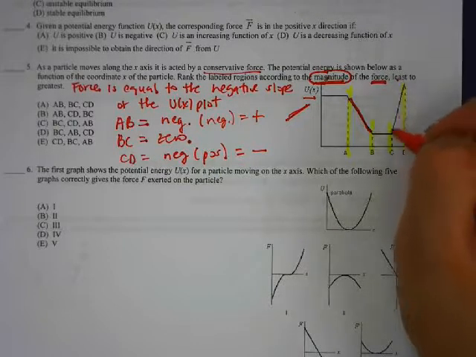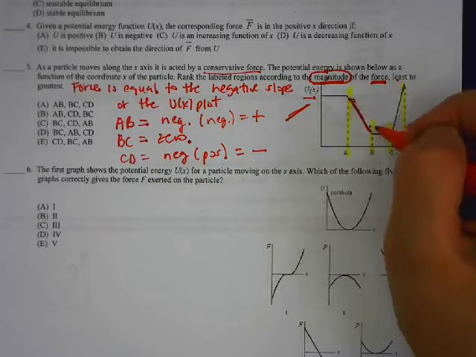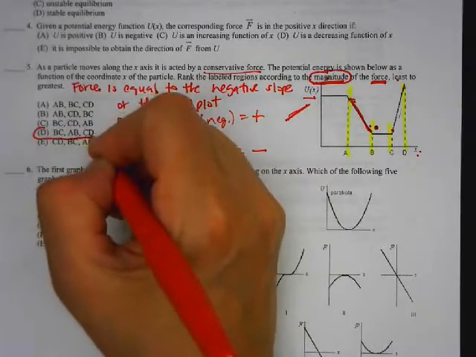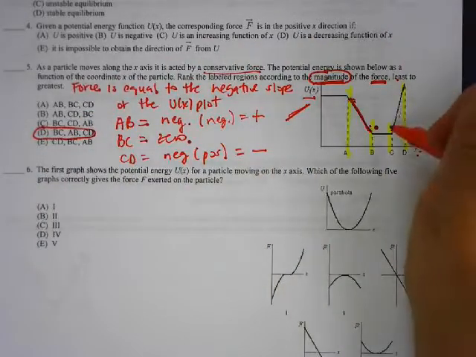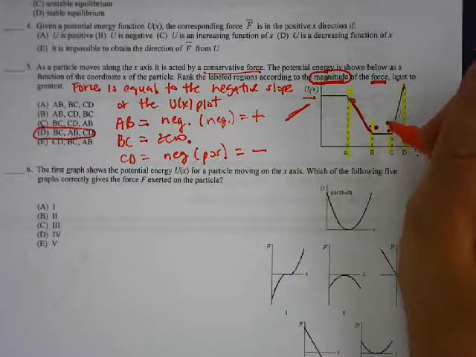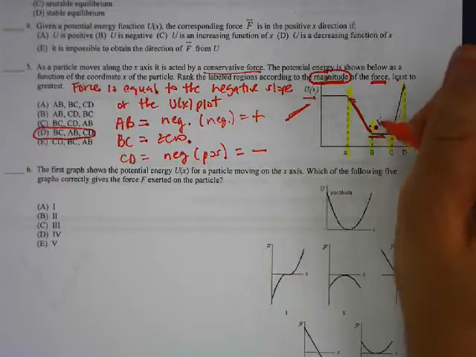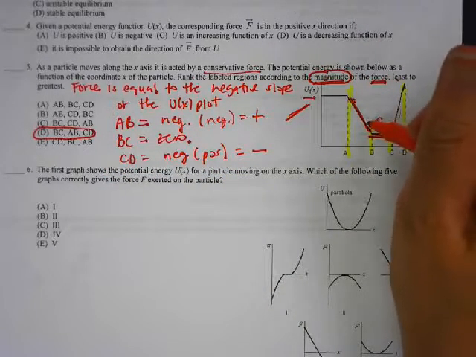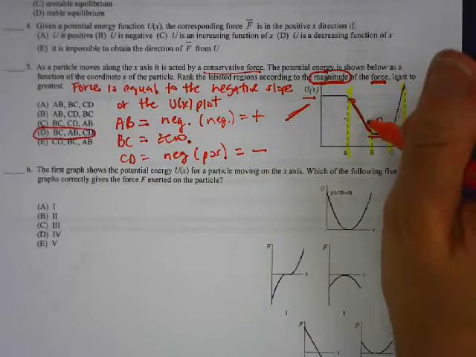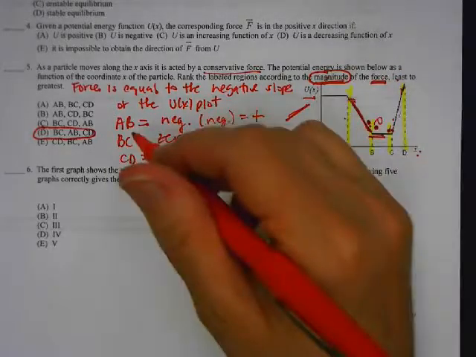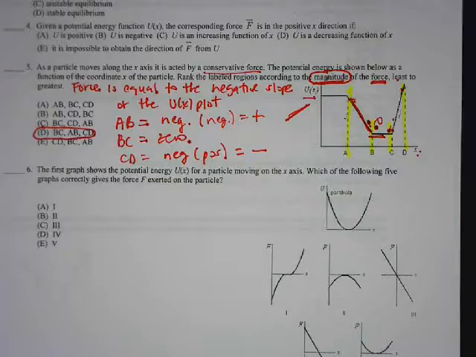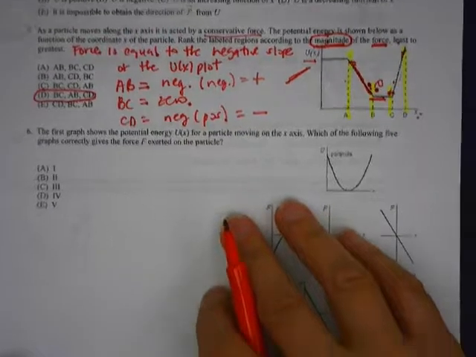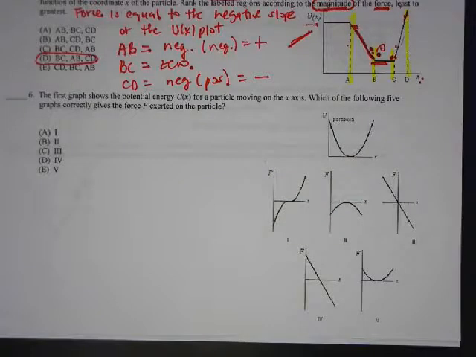I see that CD is a lot steeper than AB. So the answer is going to be D. BC is 0, because it says magnitude. So this is 0. Then this one is not as steep, so it's going to be AB. And then this one's the steepest, so it's going to be CD. That was fun.